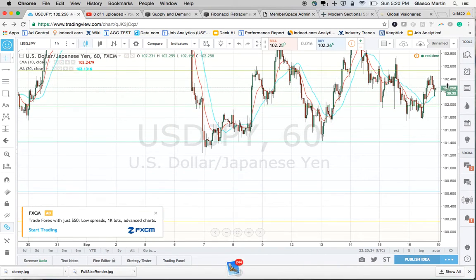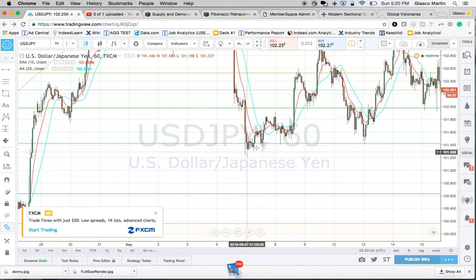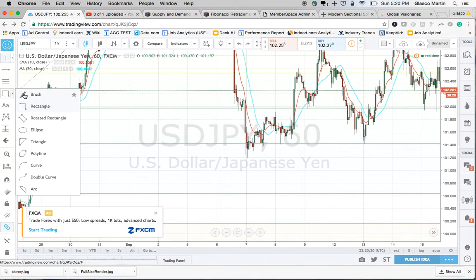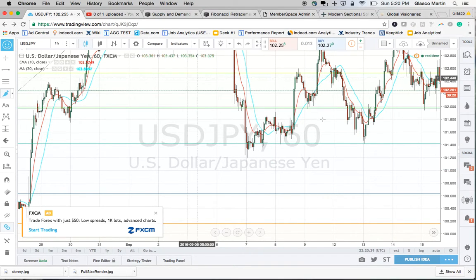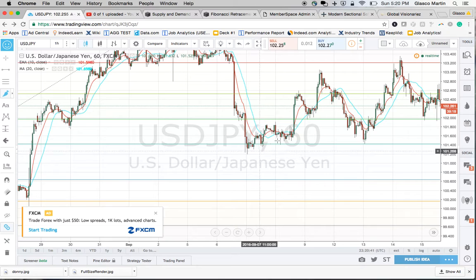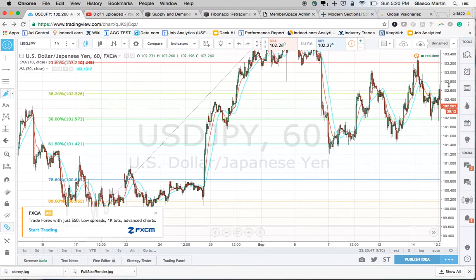So let me zoom in so you can see. There is no whole candle on this side of the 61.8. It was always touching the 61.8. So you can delete this now. So that's why it did a hard reversal like that. And then it came down and respected it again. So that's a key reversal point for fib.